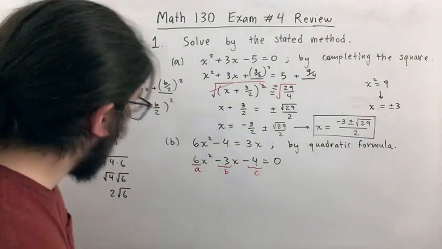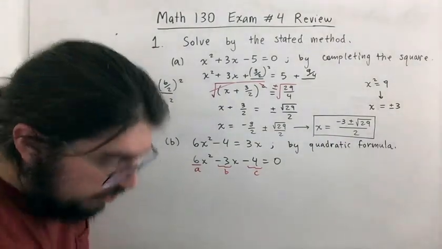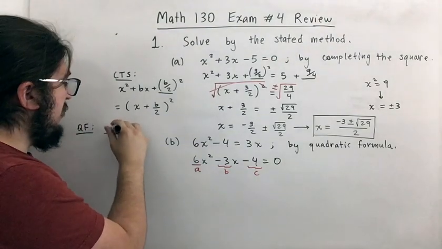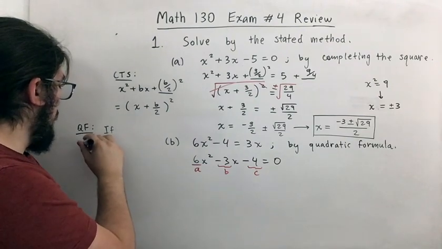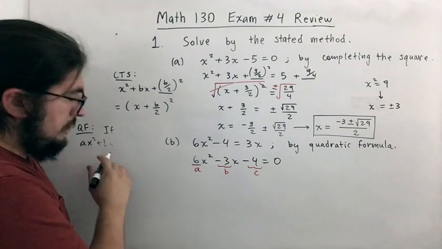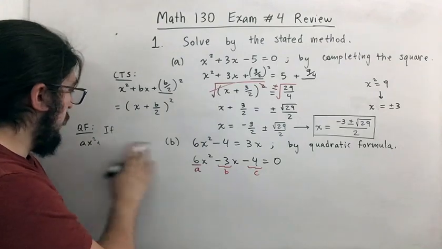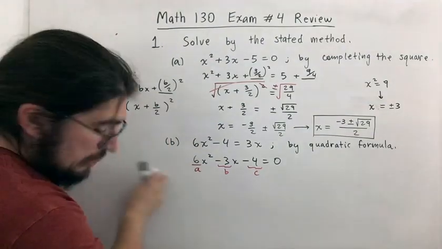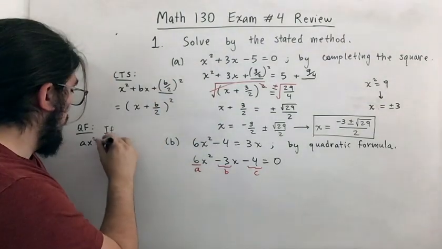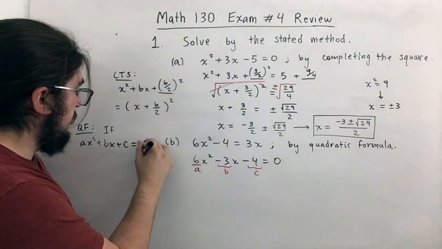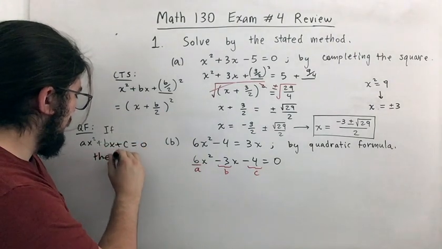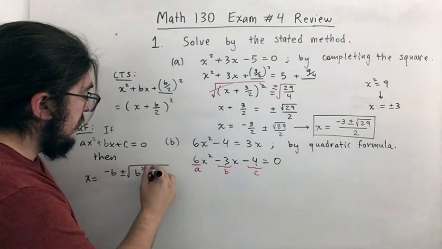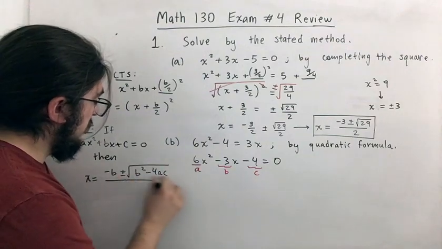Okay, so maybe I should just write that down real quick just so we know what the quadratic formula specifically says. I'll write QF for short. And it basically says that if you have the quadratic equation ax squared plus bx plus c equals 0, then x is equal to negative b plus or minus the square root of b squared minus 4ac all over 2a.